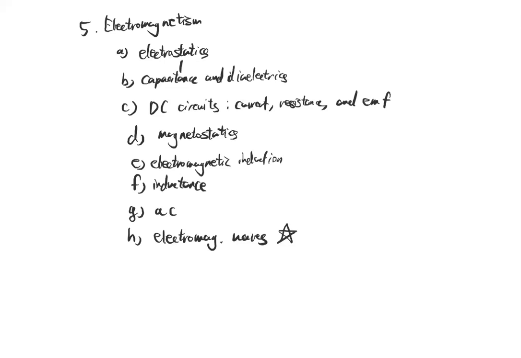After this, we're going to move on to some simpler topic, which is direct current circuits. We're going to talk about current, resistance, and EMF. In this topic, we're not going to encounter a lot of math, and it's not going to be really difficult. However, after that, magnetostatics, there's so much math.